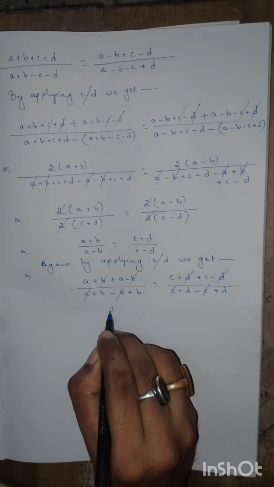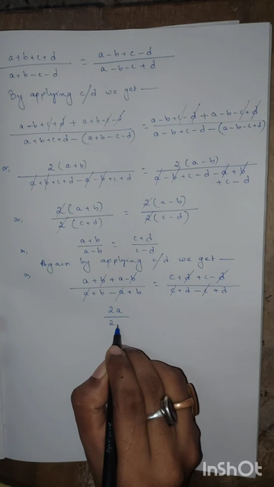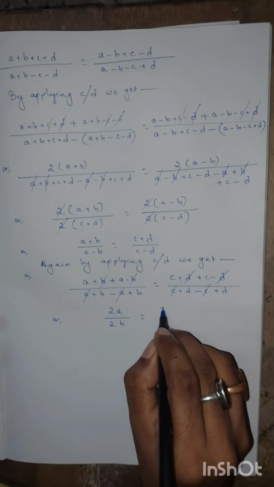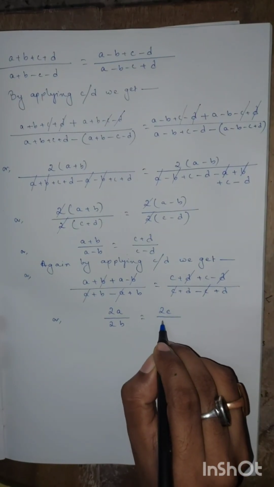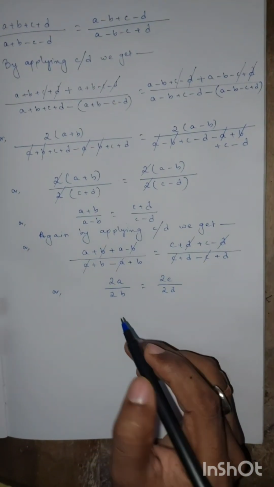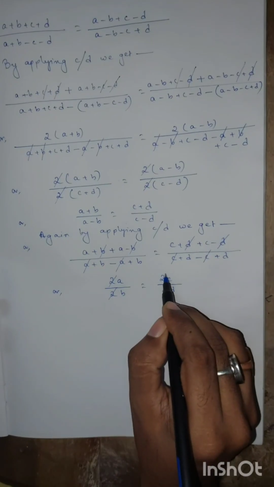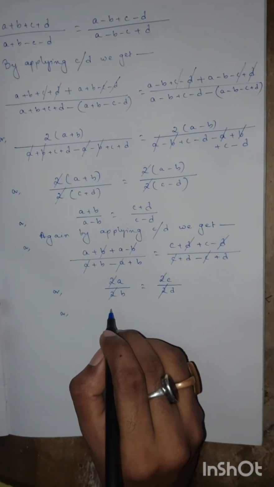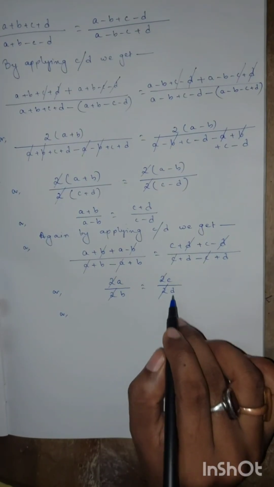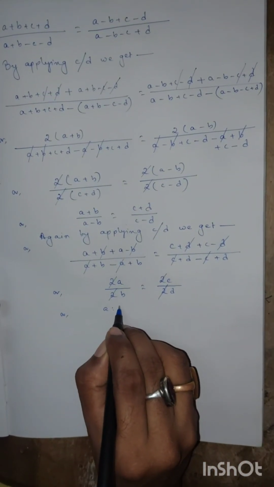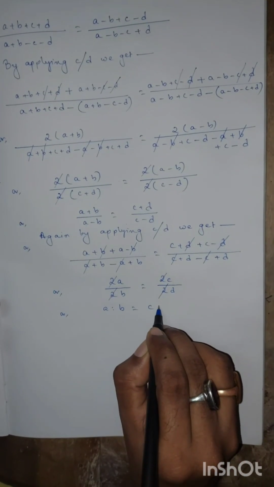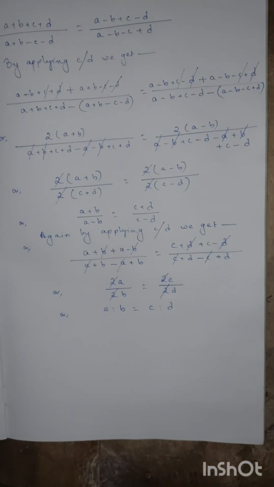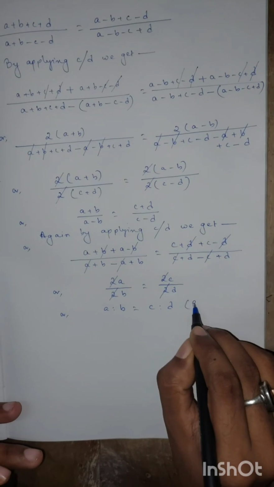So it gives us 2a by 2b equal to 2c by 2d. So we can cancel 2. So now we are left with a by b is equal to c by d. That means we can write a is to b is equal to c is to d. So this is what we needed to prove. So it is proved.